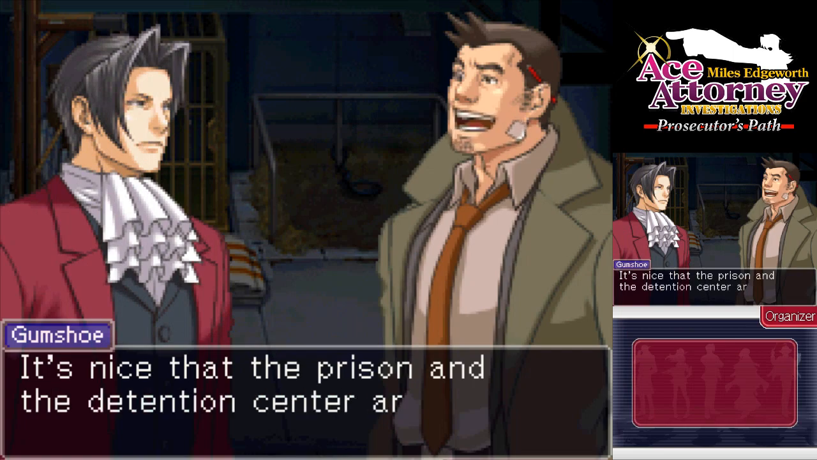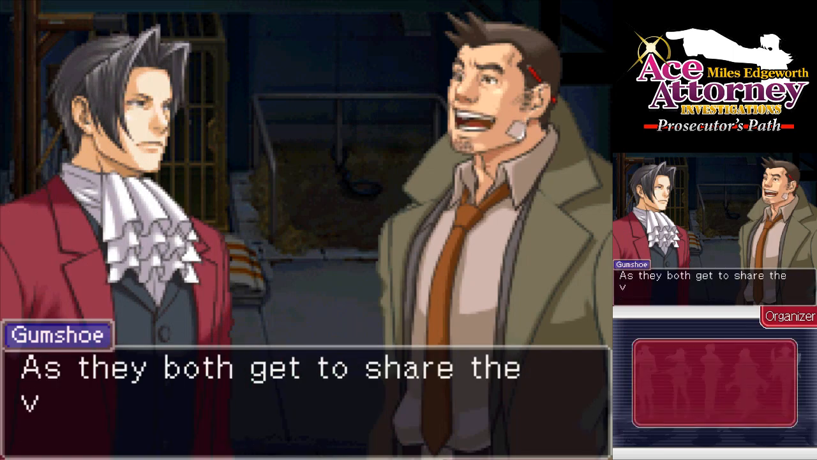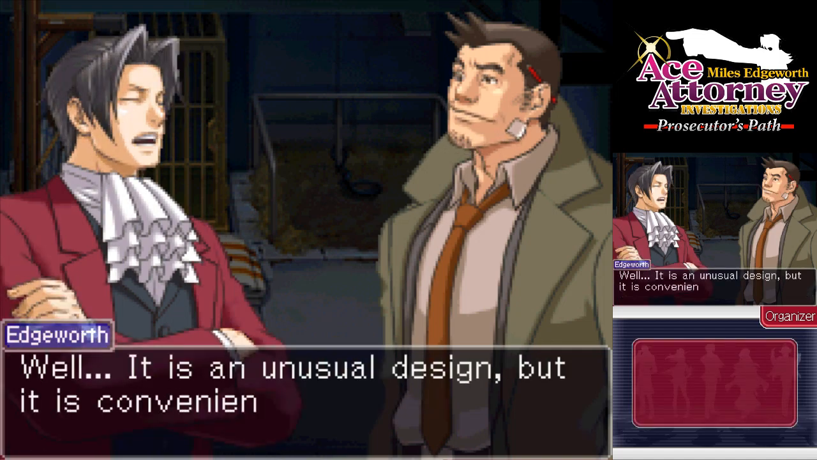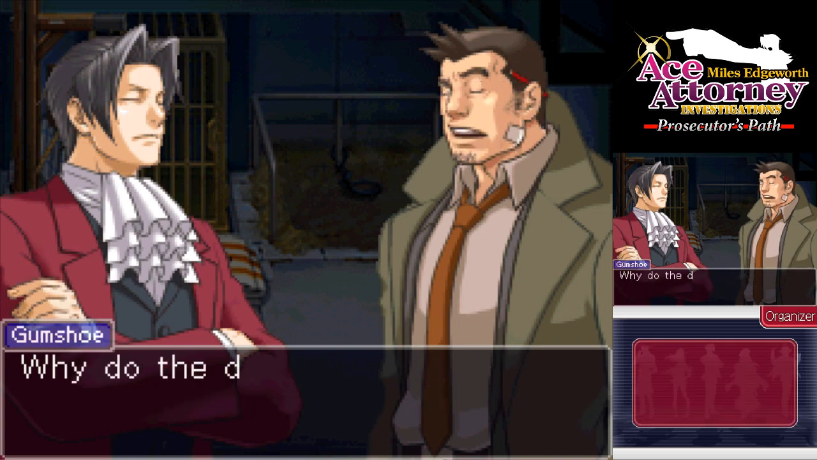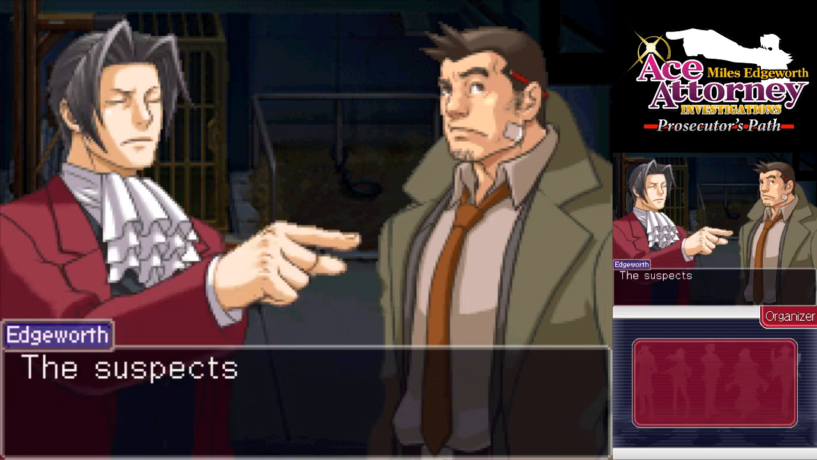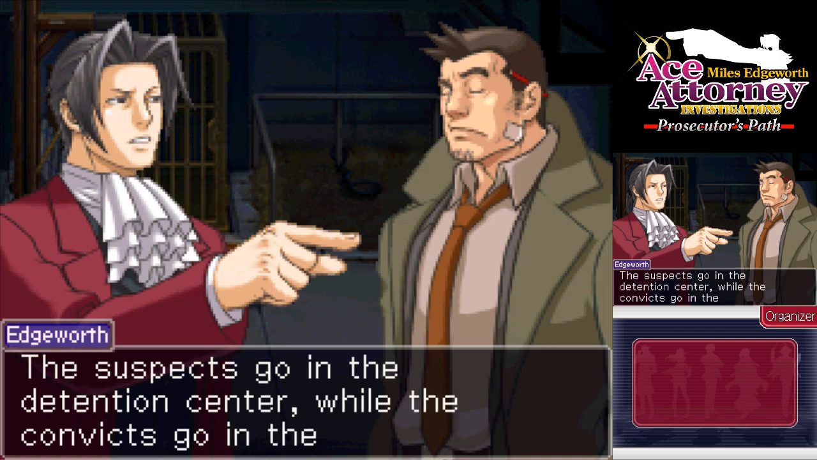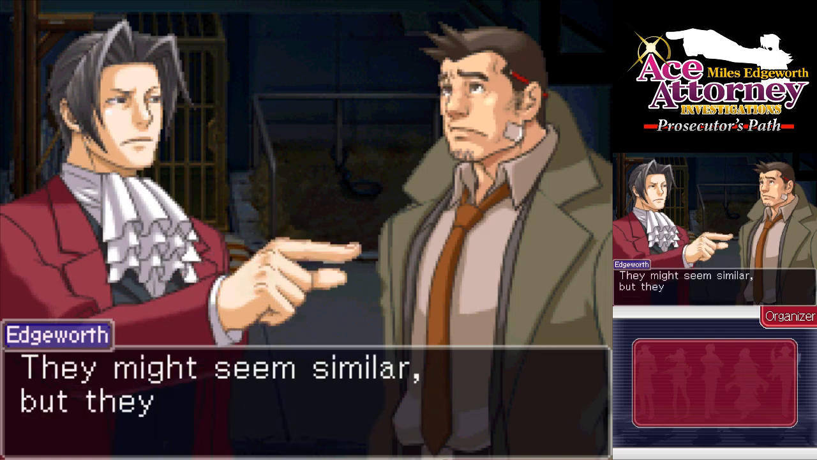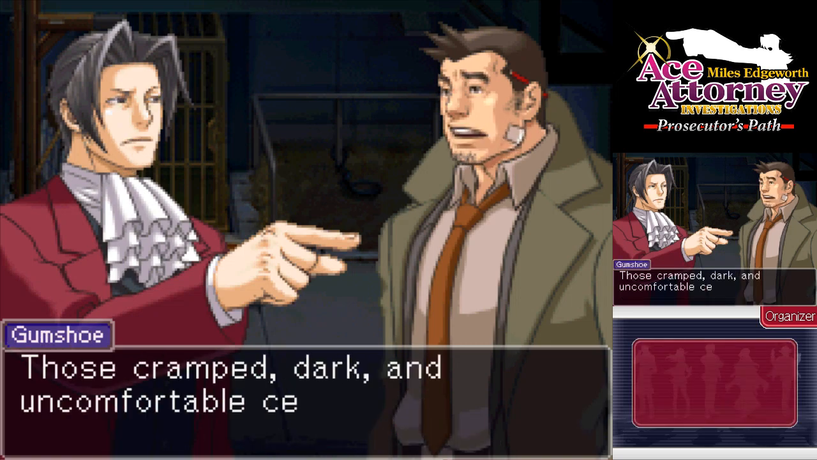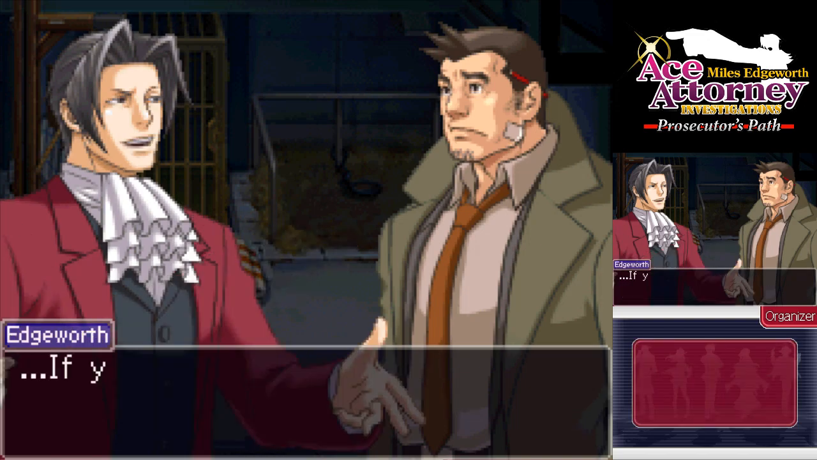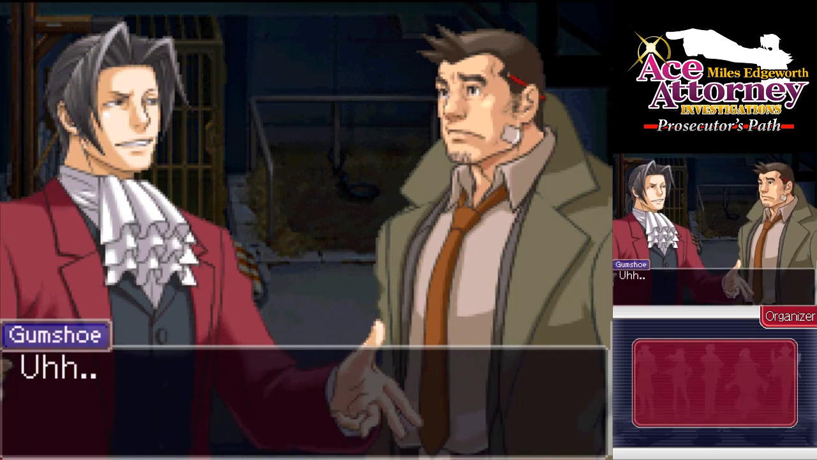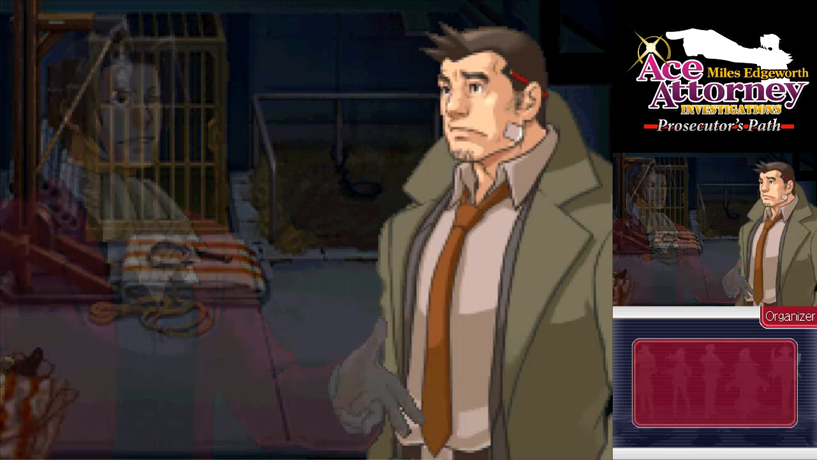It's nice that the prison and the detention center are connected, sir. As they both get to share the visitor's room, it's actually quite convenient. Well, it is an unusual design, but it is convenient for the visitors. Why do the detention center and the prison need to be separated in the first place, sir? The suspects go in the detention center, while the convicts go in the prison. They might seem similar, but they are actually two completely different facilities. Those cramped, dark, and uncomfortable cells all seem the same to me, sir. If you're still having trouble understanding the differences, why don't you step inside one? I think I'll pass, sir.